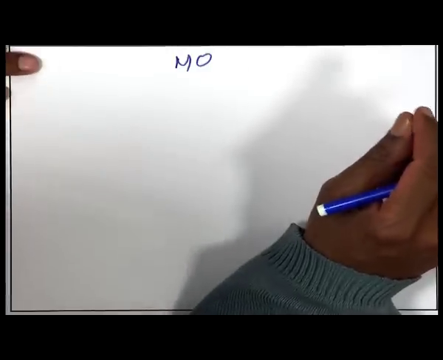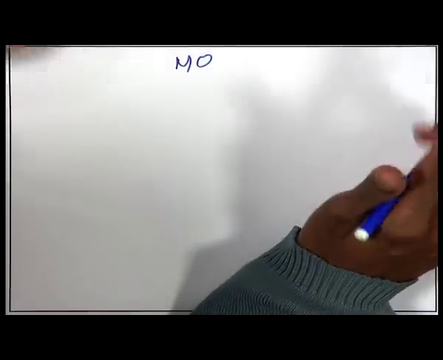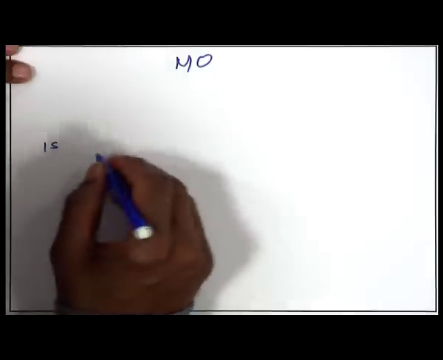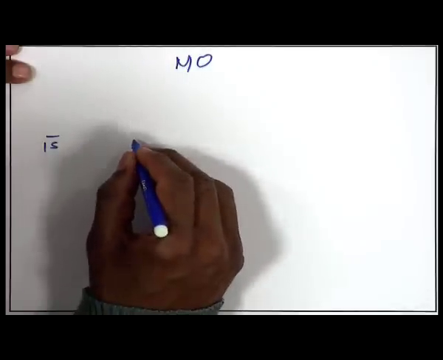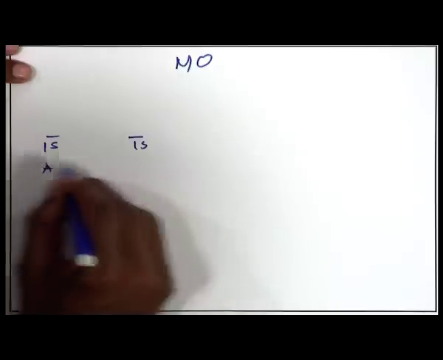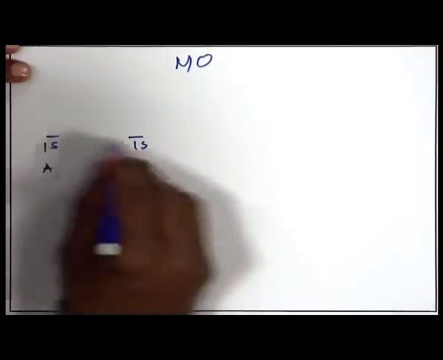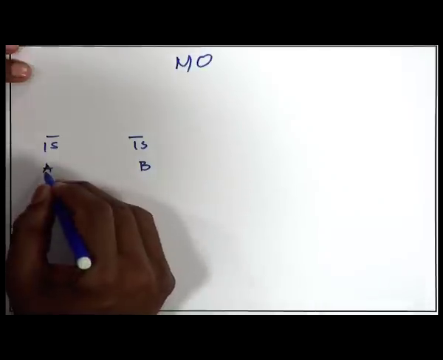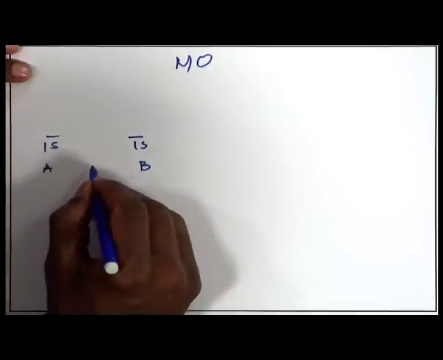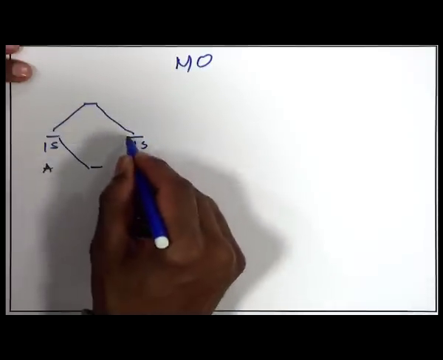It is important to remember the mixing of orbitals in molecular orbital theory. You have one energy level, for example the 1s orbital of one atom, and the 1s orbital of another atom, atom A and atom B. They have almost similar energy, that is why they are able to interact and you will get two molecular orbital energy levels, which are represented in this way.